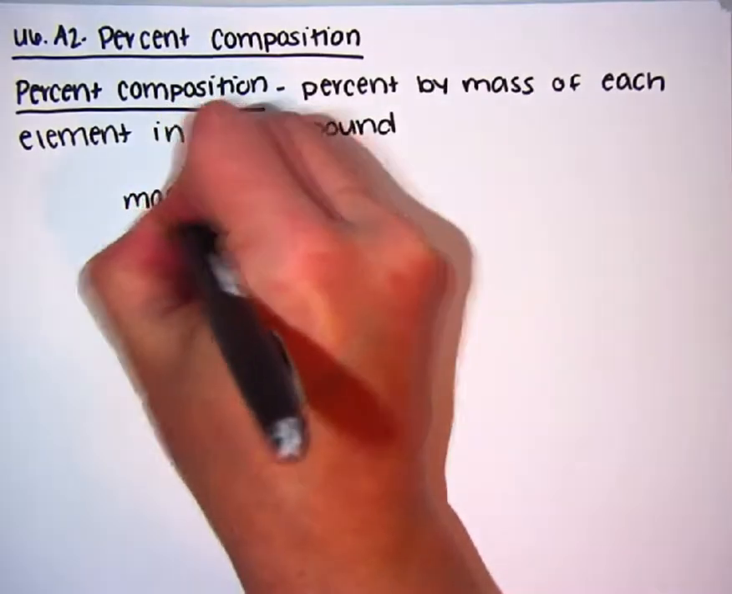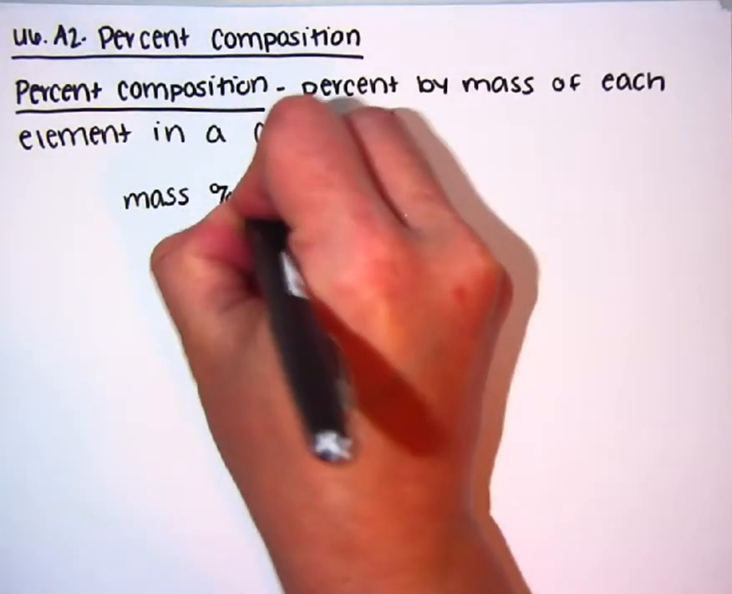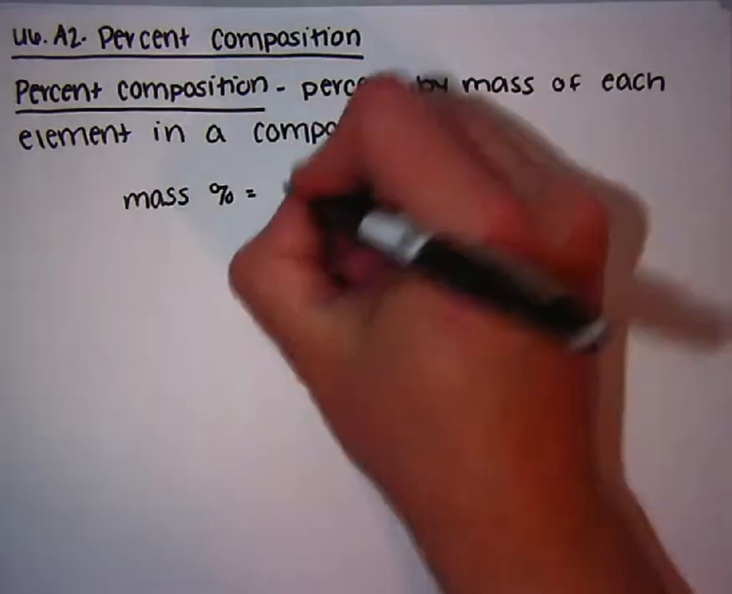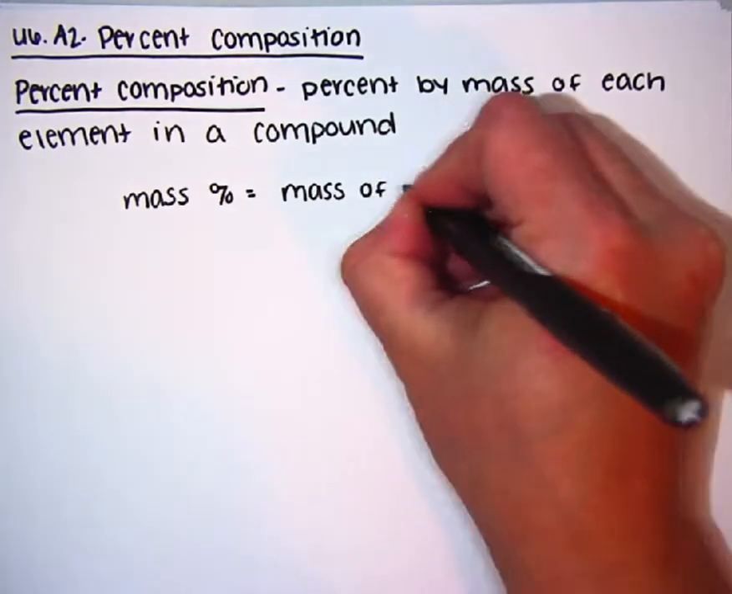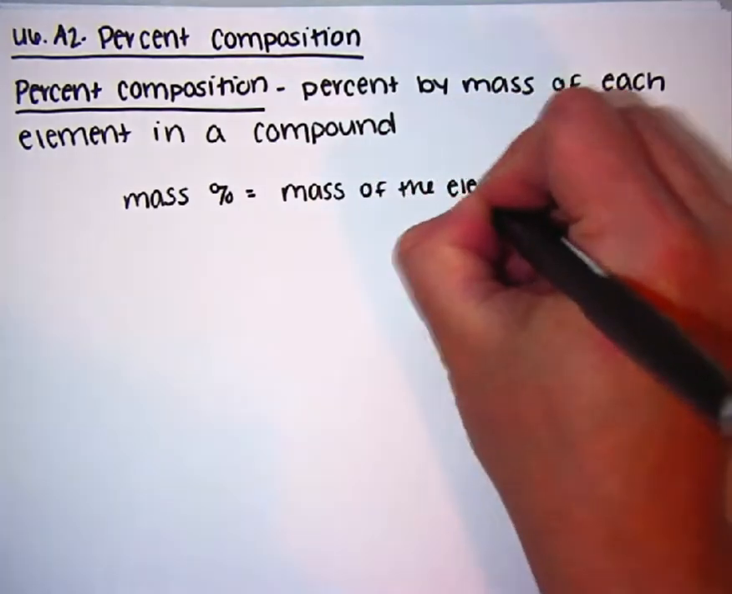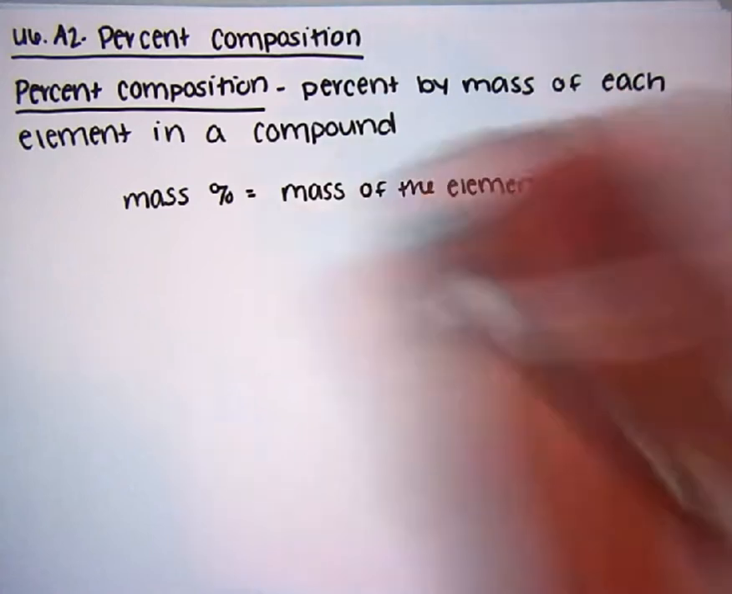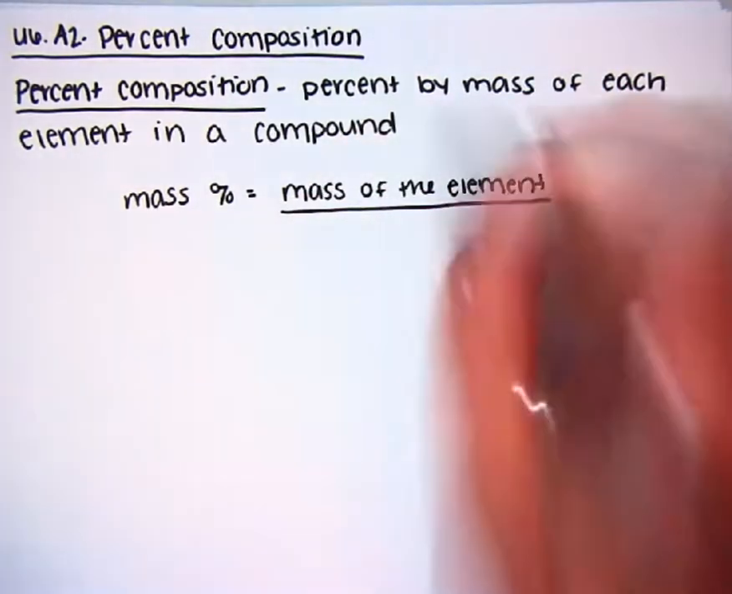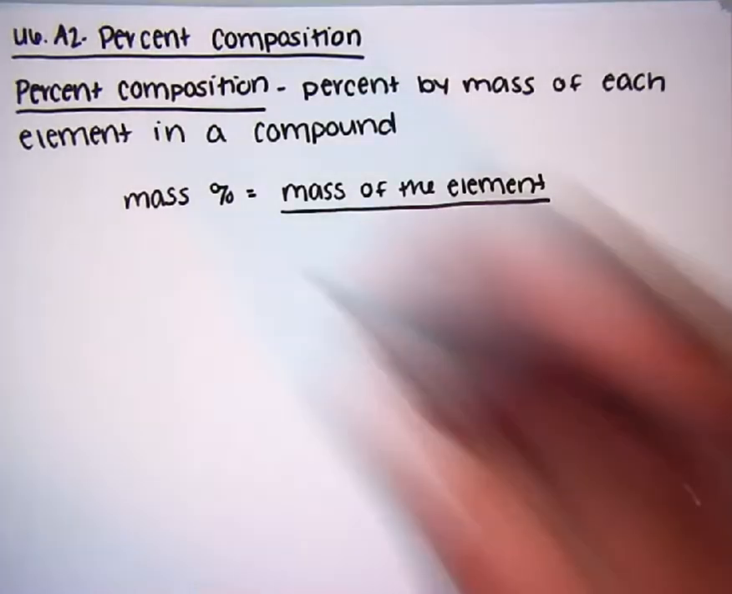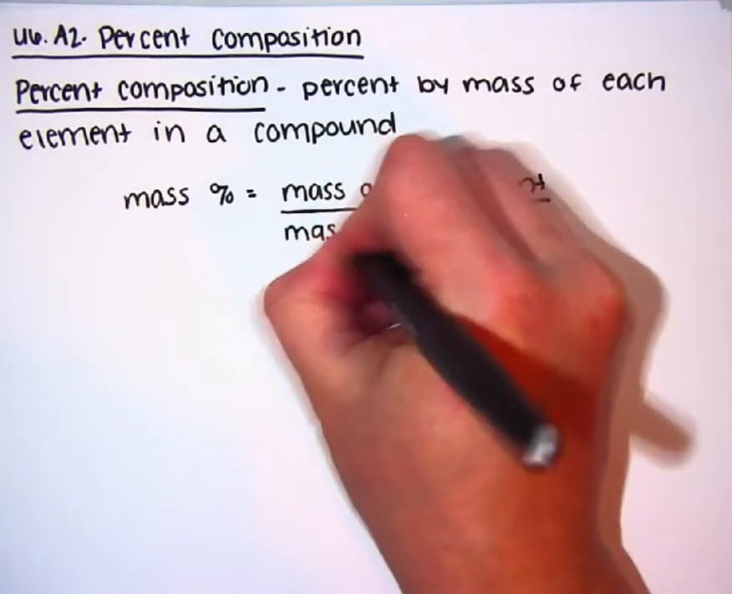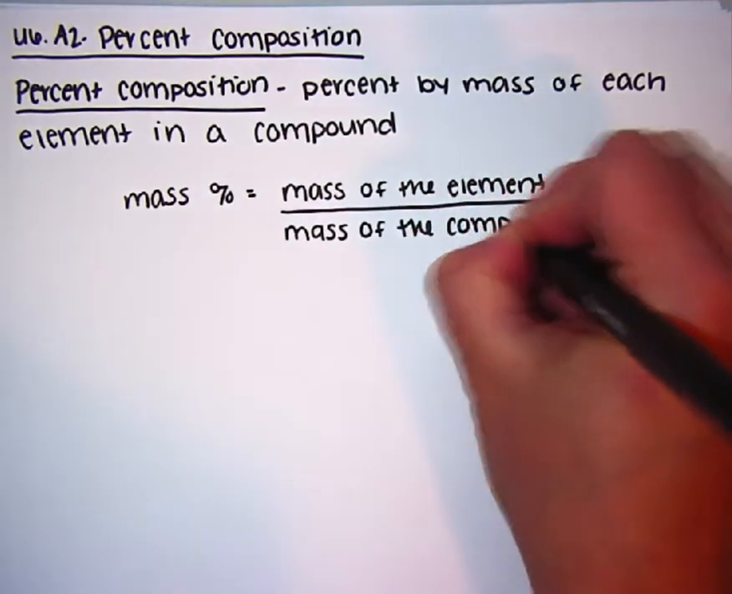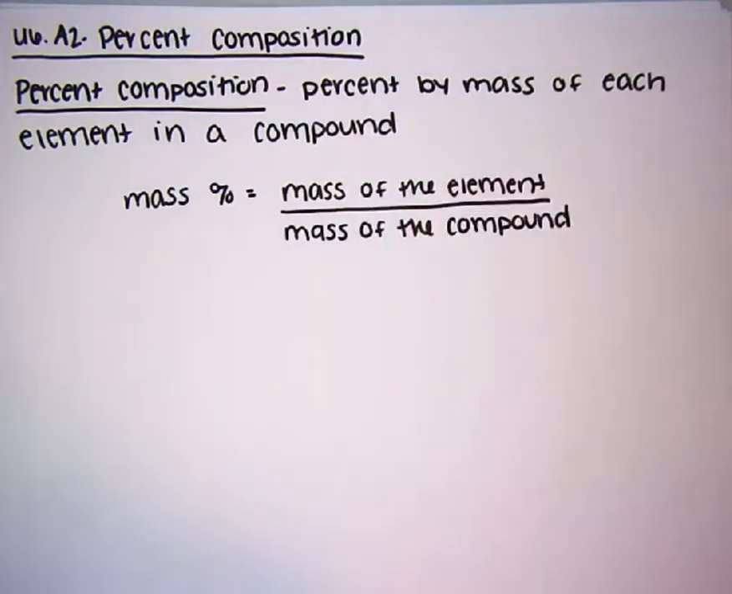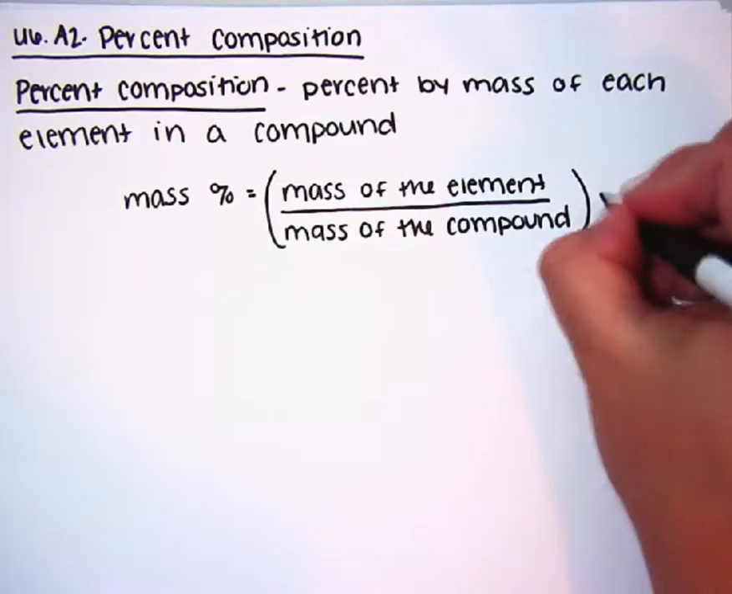The way that we are going to calculate mass percent is we are going to take the mass of the element that we are solving for, and we are going to divide by the mass of the compound, and since it is a percent, we'll multiply by 100.